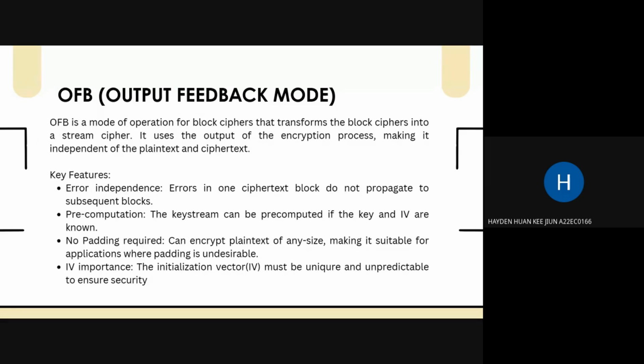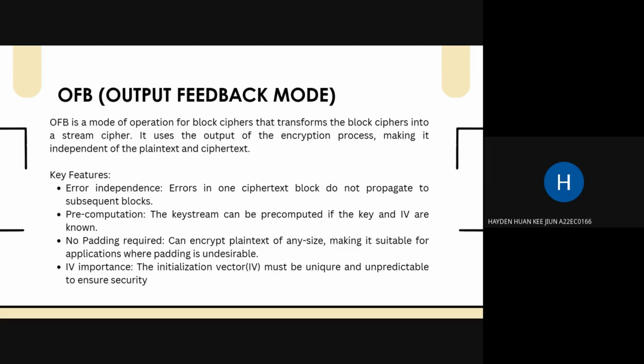So next about the OFB, it's like CFB's cousin. It is a mode of operation for block ciphers that transforms the block cipher into a stream cipher. It uses the output of the encryption process, making it independent of the plaintext and ciphertext. In OFB, each will produce different ciphertexts for identical plaintext blocks, and this ensures the security of this mode.